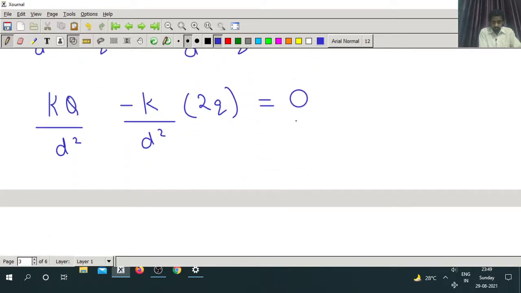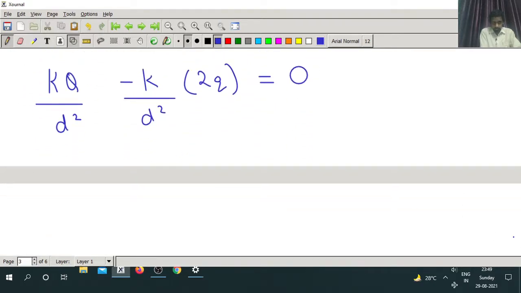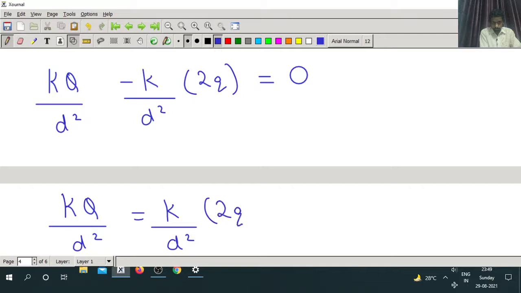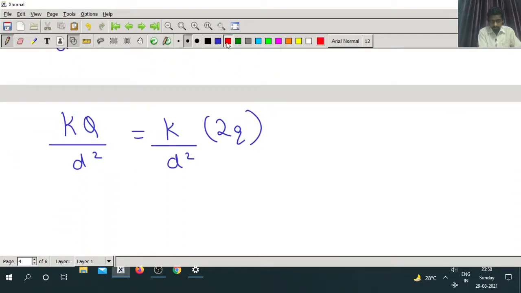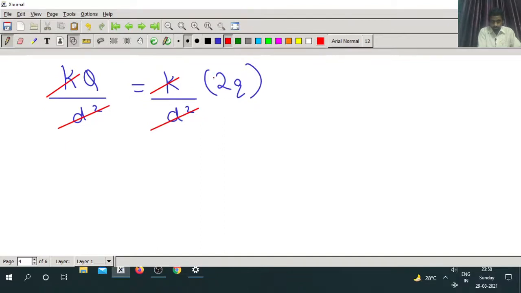Now when we shift this term to the right, you will find this will become k into Q over d square, that is equal to k over d square into 2q, and the things which cancel out, you can see the d square and k get cancelled. So what is small q now? You can see over here the small q is equal to capital Q by 2.